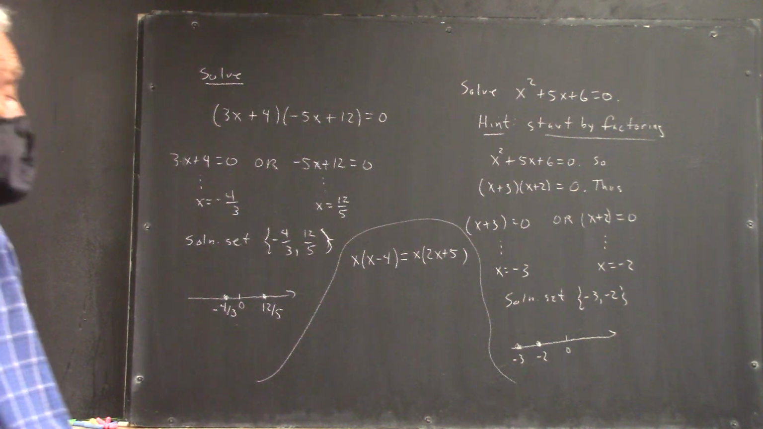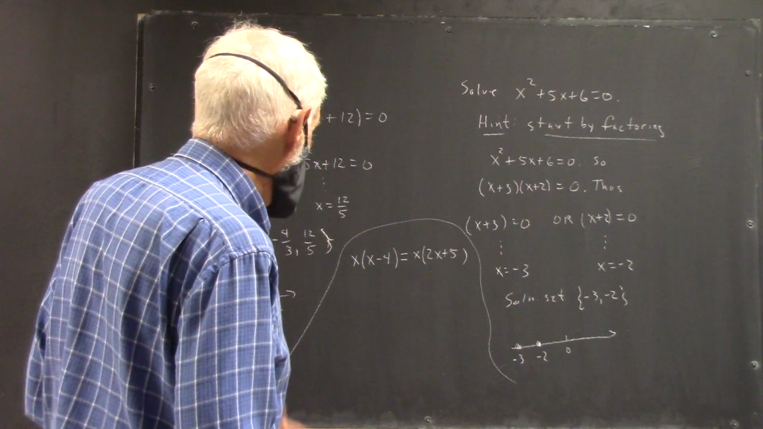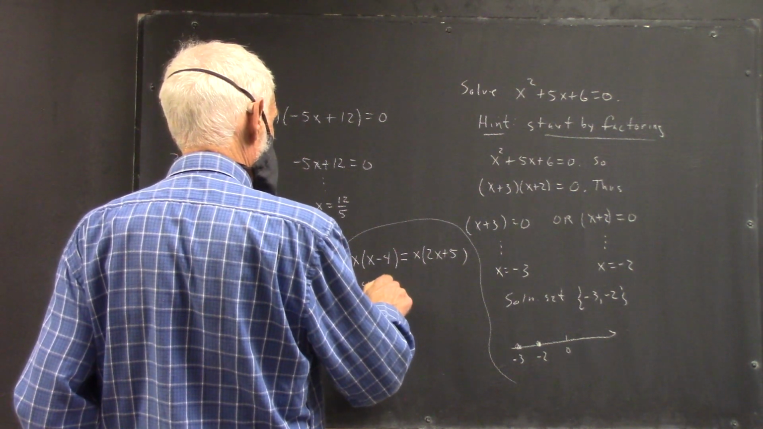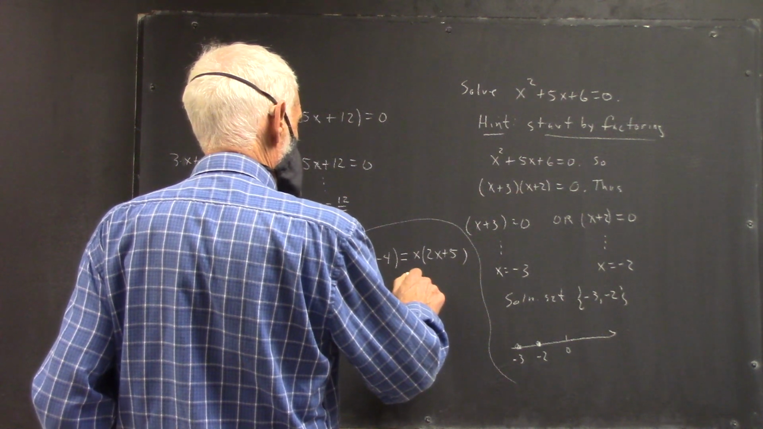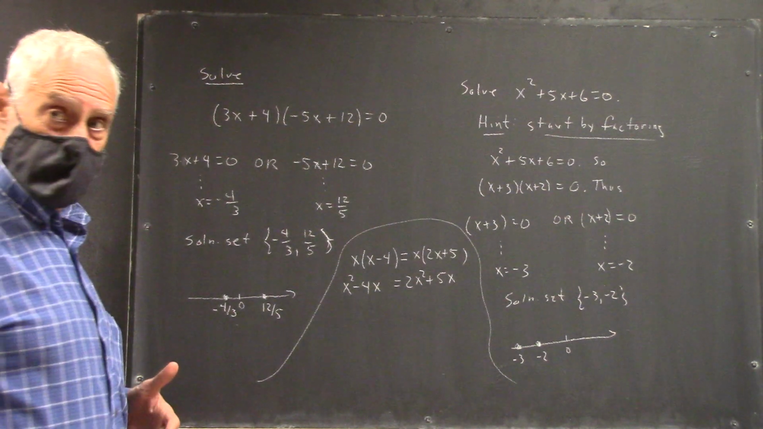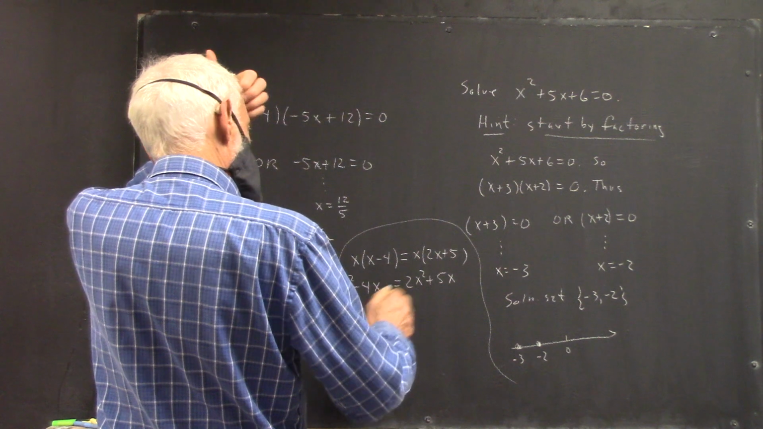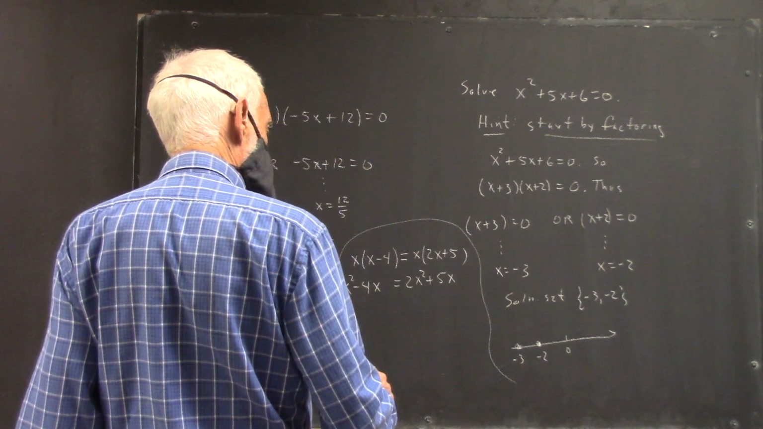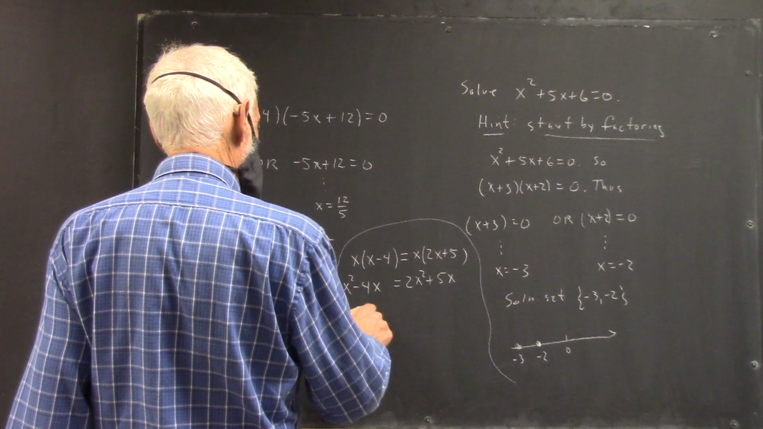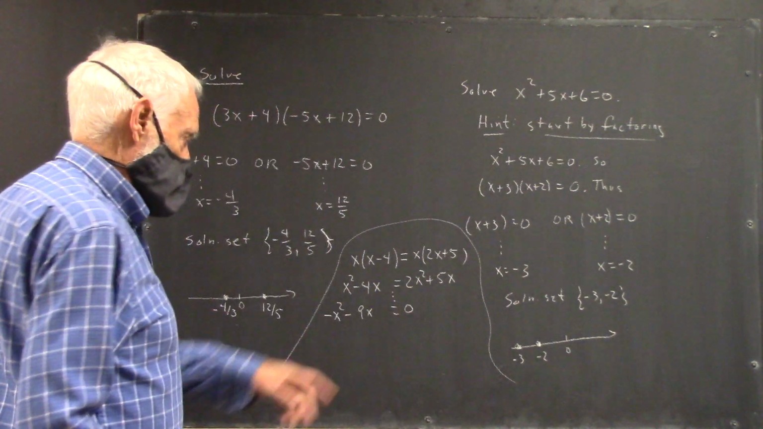Well, I'm not even sure this equation has a solution, but in order to see if it has a solution, I'm going to use the distributive law. I'm going to get x squared minus 4x equals 2x squared plus 5x. Okay? And then I can subtract the 2x squared plus 5x from both sides, and I get -x squared minus 9x equals 0.